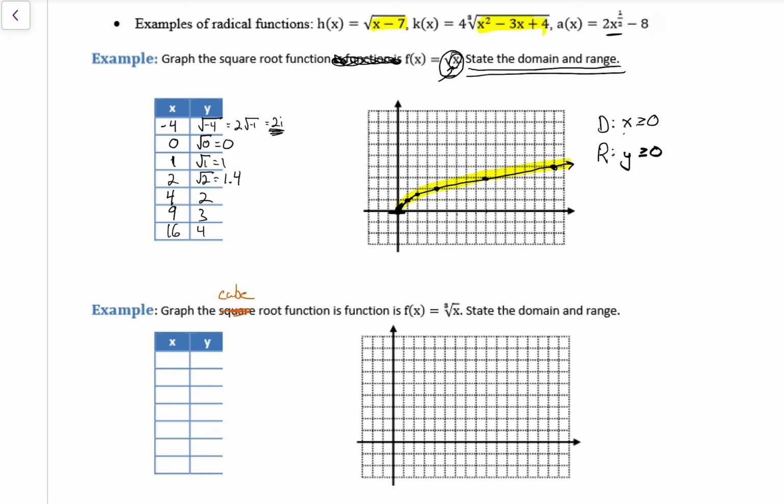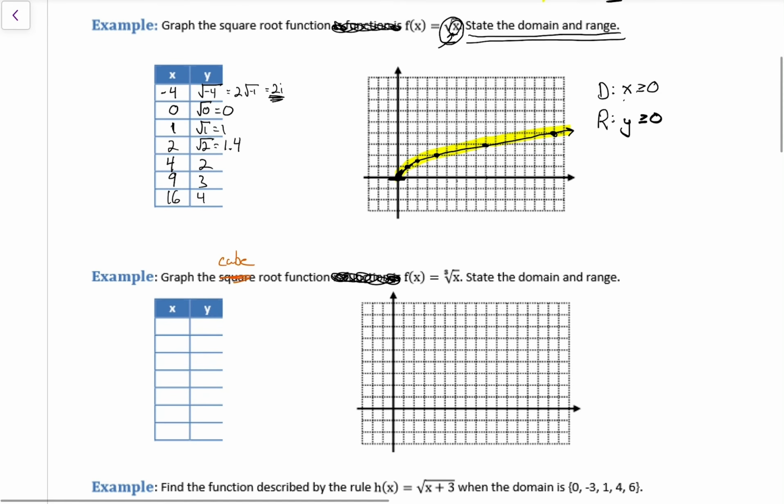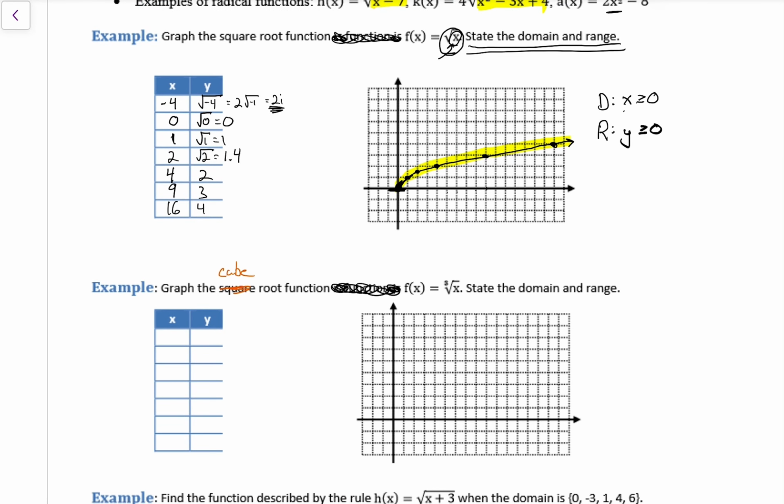So let's come down to the next example. It says graph the cube root function. Again, another typo there. f of x equals the cubed root of x. State the domain and range. Well, I'm going to kind of try to choose wisely here.